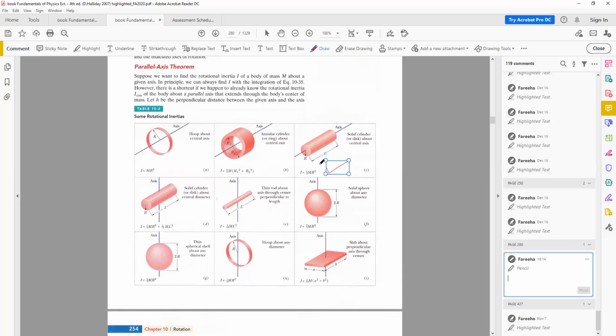Okay, so study this table carefully. You will see that this shape and this shape are the same, but the formulas are different. What is the difference between C and D? Who will explain the difference between C and D? Yes, I will give you a point for this. Who will explain this difference? Bolo?